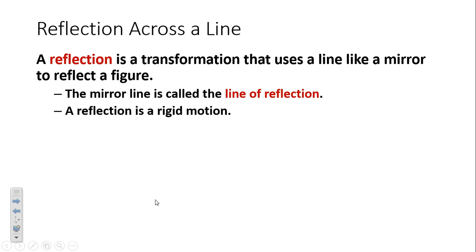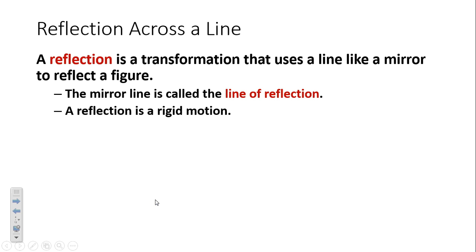A reflection is a transformation that uses a line like a mirror to reflect a figure. A reflection is a transformation that uses a line like a mirror to reflect the figure. The mirror line is called the line of reflection.